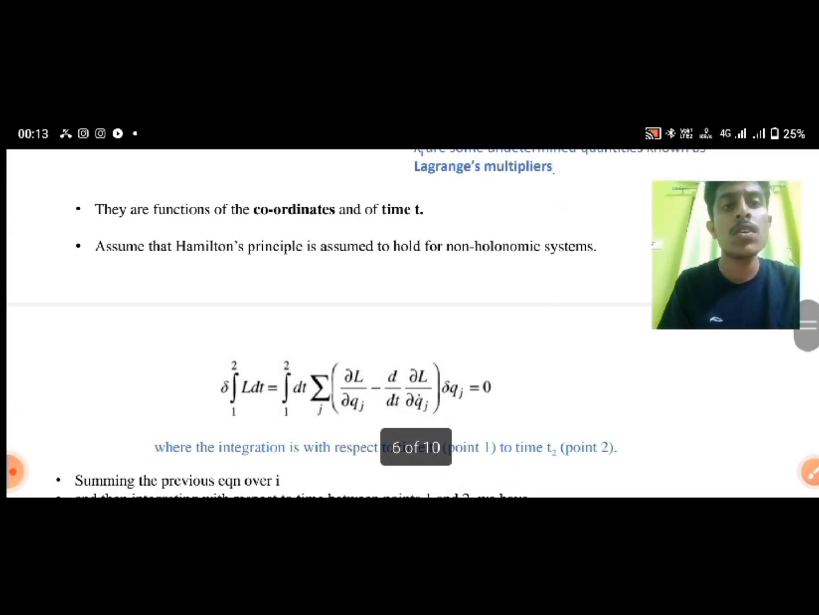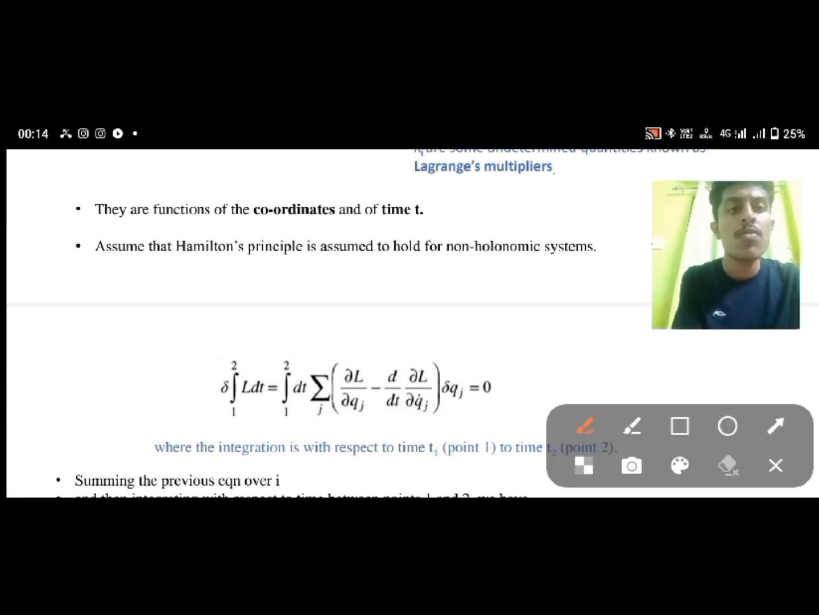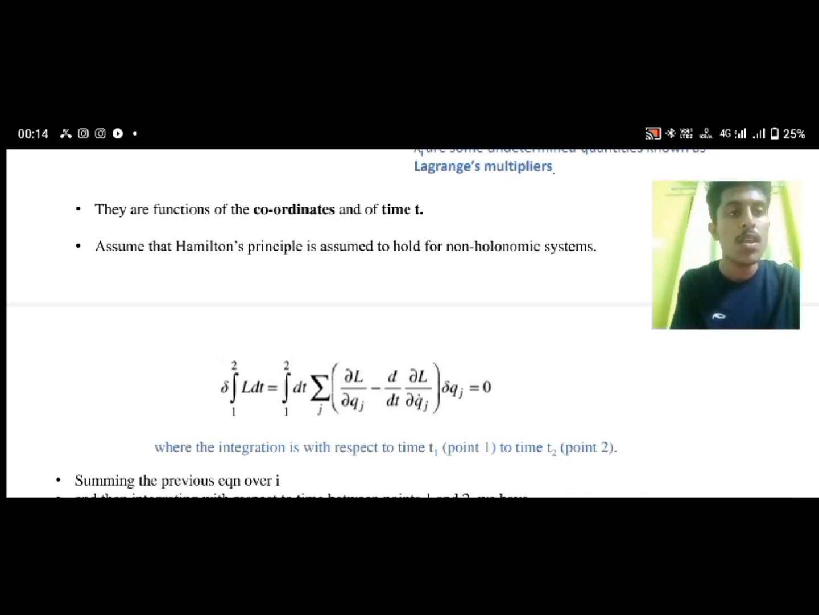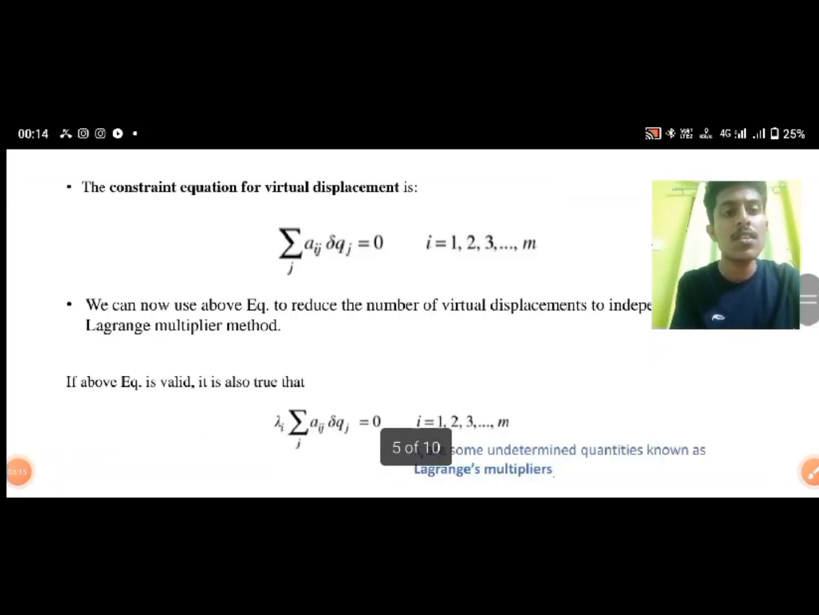We know the Hamilton principle is delta integral from t1 to t2 of L dt. We use the Lagrangian formulation in Hamilton's principle. So instead of L, we can write the Lagrange equation: summation of dou L by dou qj minus d by dt of dou L by dou q dot j, into delta qj, equal to 0. Let us consider this as our first equation, and we can consider the constraint as our second equation.